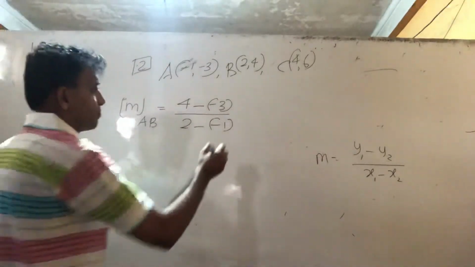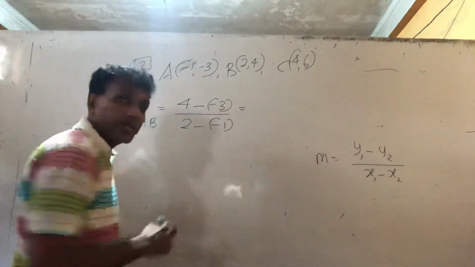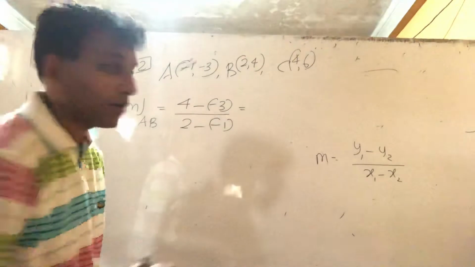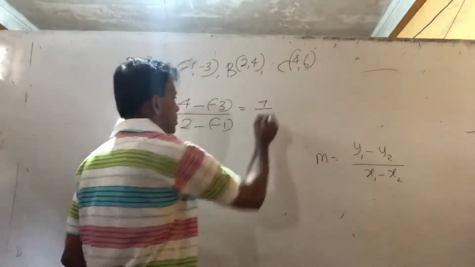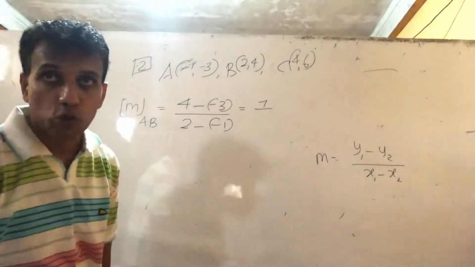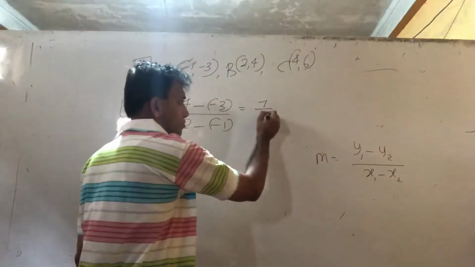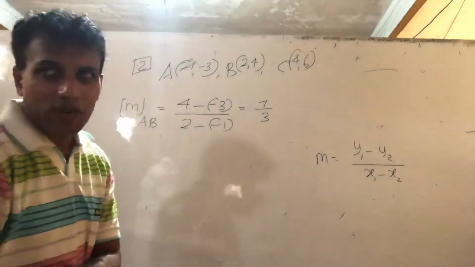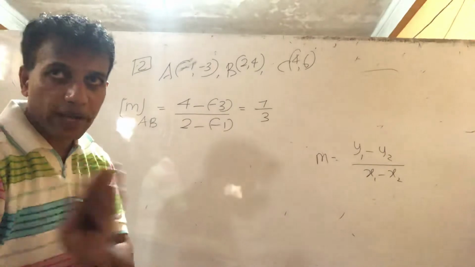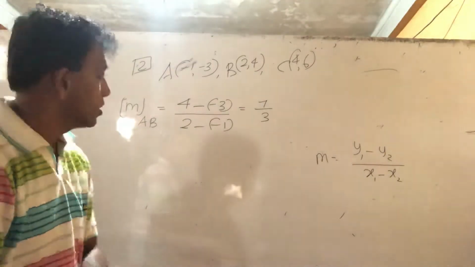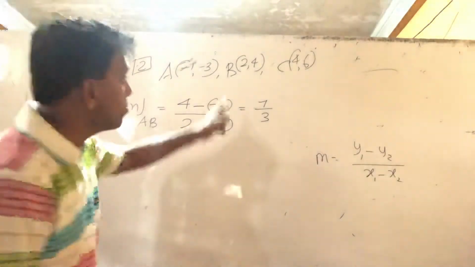Simplify. Minus plus, so 4 plus 3 is 7. Minus plus, so 2 plus 1 is 3. That is enough, no need to simplify. They don't ask about the gradient, this is not the gradient problem. We show all are the same, the AB gradient. Next thing, the BC gradient.